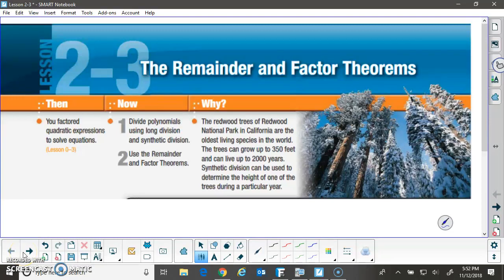Lesson 3 of Chapter 2 is on the remainder and factor theorems. Before we get to those two theorems, we need to talk about dividing polynomials. In Algebra 2, you learned how to divide polynomials. And again, a polynomial is a function that has non-negative integer exponents. And so we're going to be taking two different polynomials and dividing them.